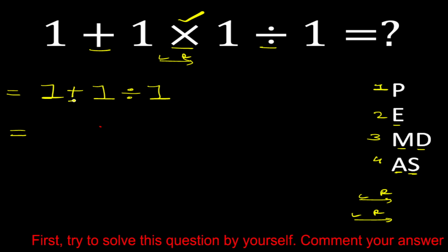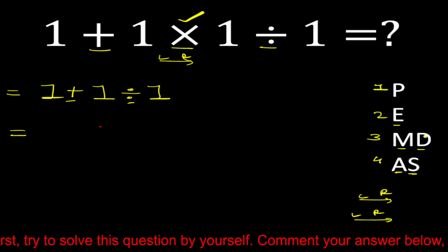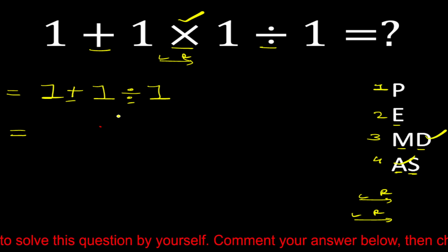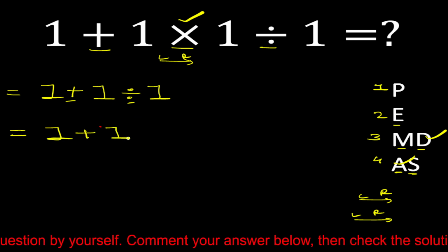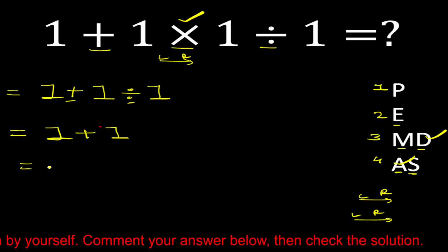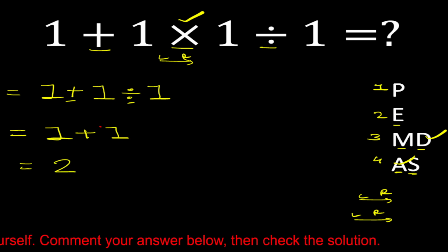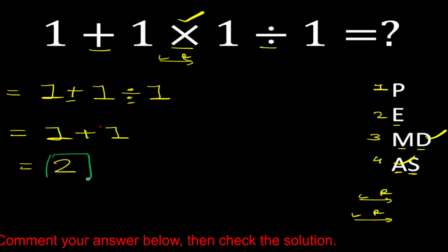Now here we have one addition and one division. So first we have to solve the division, then we have to solve the addition. So 1 plus 1 divided by 1 is equal to 1. So 1 plus 1 is equal to 2. So the correct answer is 2. Okay.